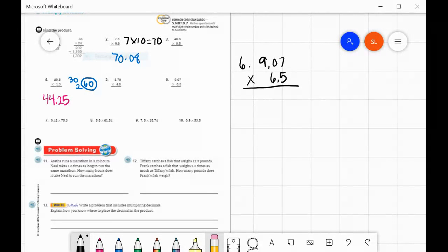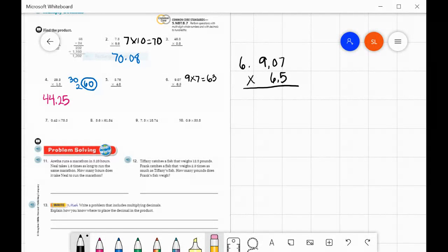All right, welcome back. We're going to go ahead and estimate what we think the answer is going to be. 9.07 rounds to 9. 6.5 rounds to 7. So our answer will be somewhere near 63. A reasonable answer will be in the 60s or 50s or 70s, but close to that. So we're going to go ahead and start multiplying.